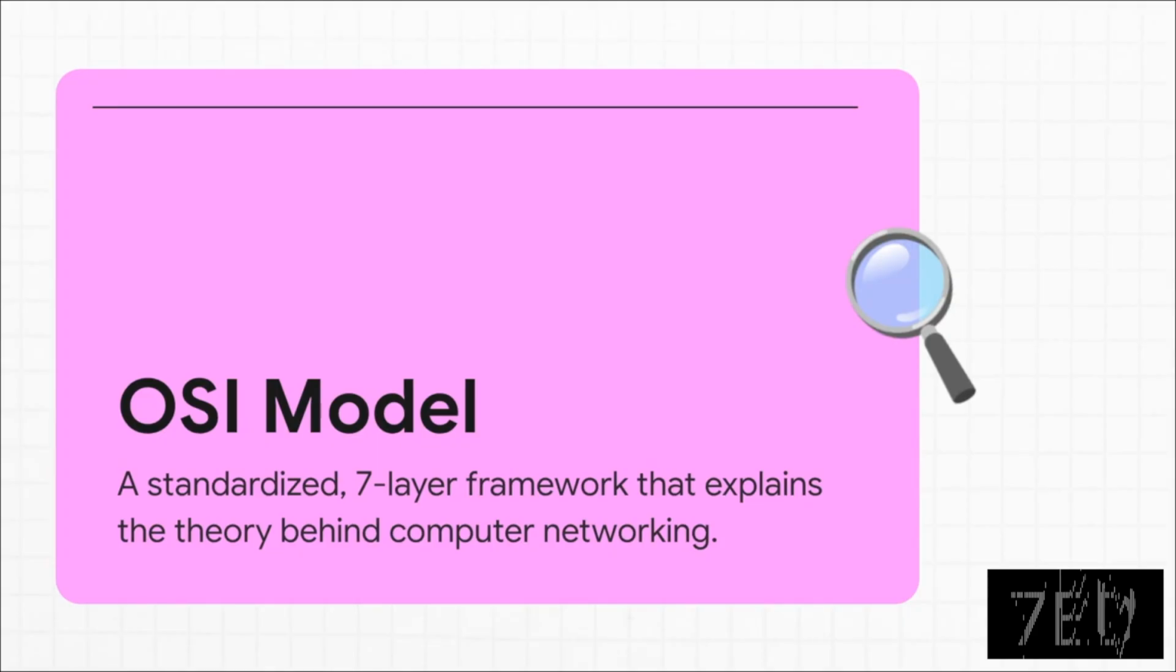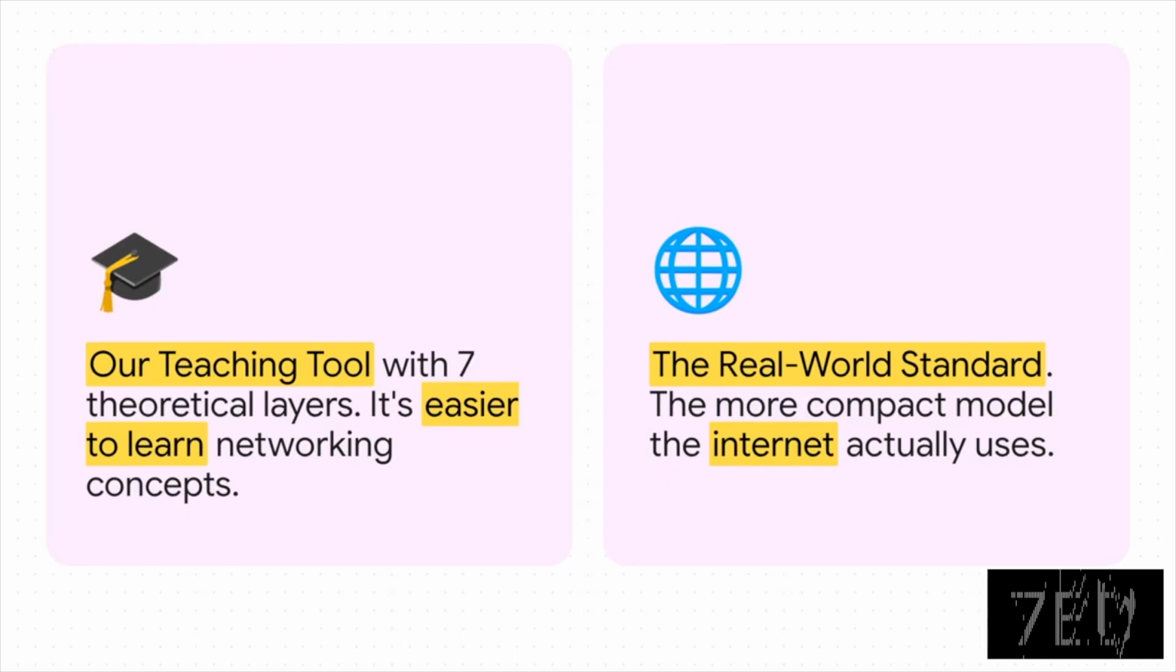And what it does is it breaks down the huge, complex job of network communication into 7 smaller, more manageable layers. Each layer has one specific job to do, and they all work together, one after the other, in perfect harmony. Now, a quick heads up. The internet that we actually use today technically runs on a slightly different, more compact model. But if you really want to understand the theory and the concepts behind it all, the 7-layer OSI model is the absolute best way to learn. It just breaks things down into clearer steps, so that's what we're going to use as our guide.